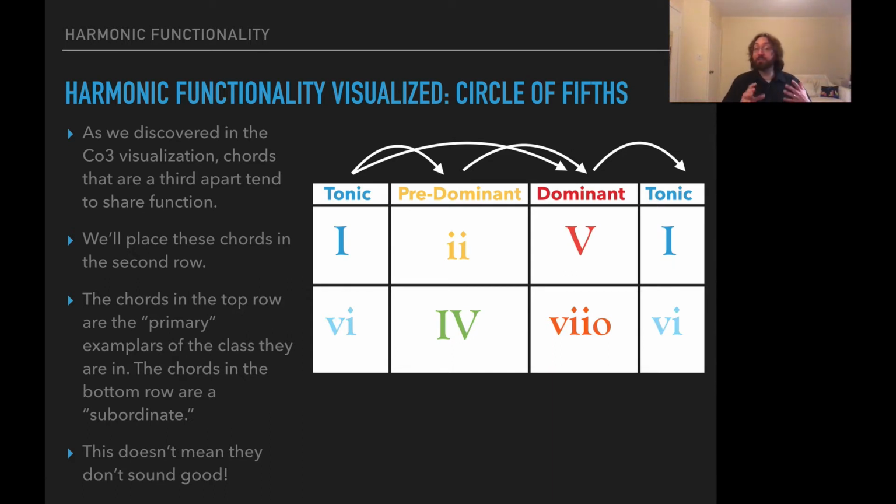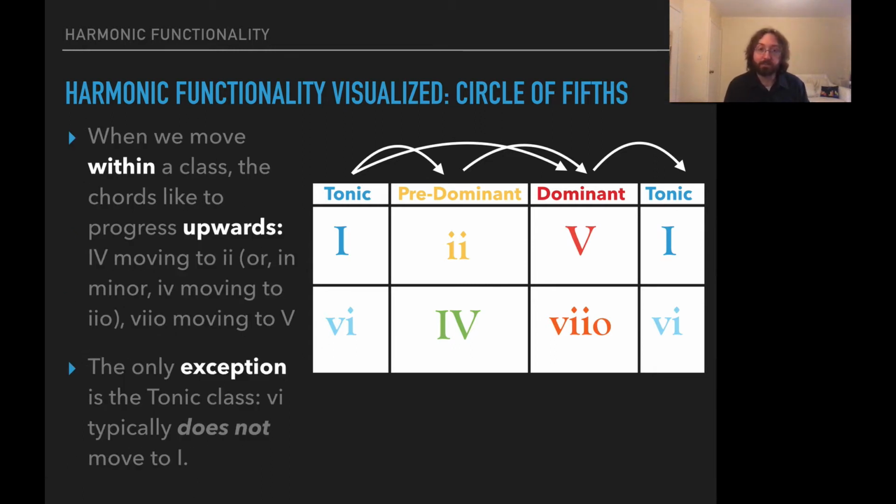Now, this doesn't mean they don't sound good and you can't use them equally well. It just means that in terms of creating a super strong cadential progression, 2, 5, 1 is the way to end a piece, but other colors can be used in there to spice things up. Now let's talk about moving within a class. When we move within a chord class, the chords like to progress upwards. So they like to move up in the world.